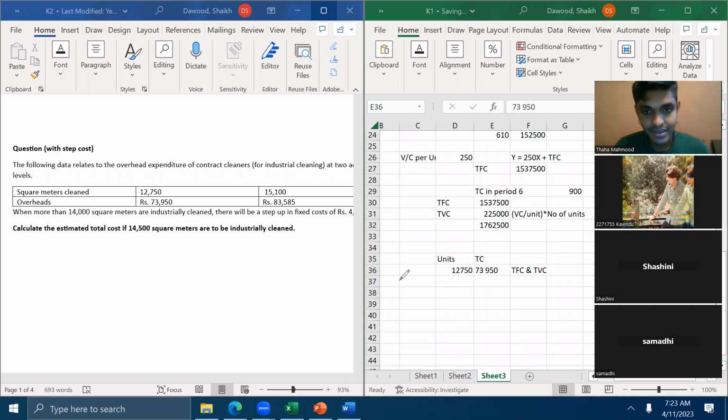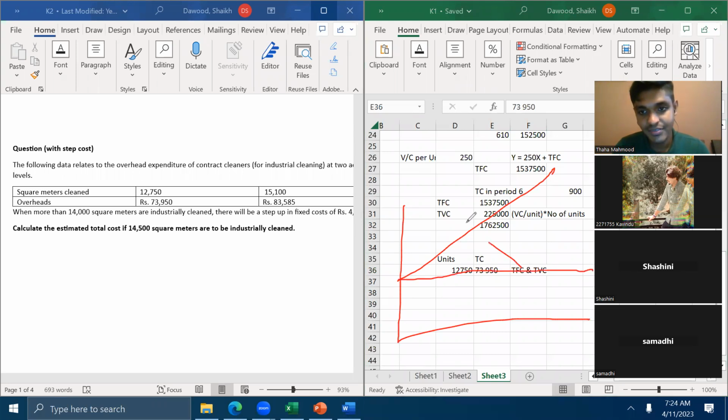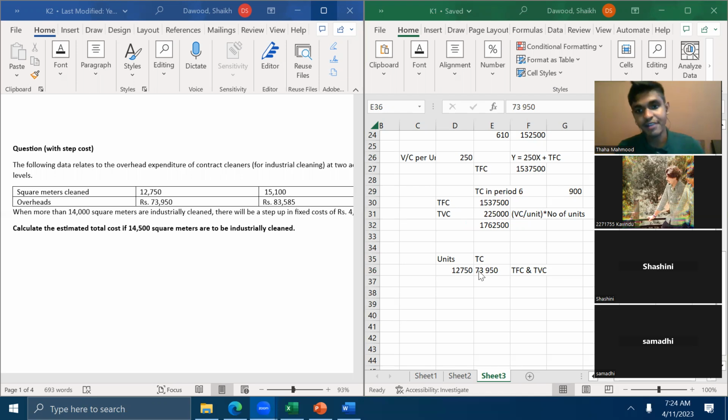Let me draw that curve again. Something like this we drew. There is this fixed portion as well as this variable portion inside this 73,950. What happens when the number of units increases to 15,100? The cost increases to 83,585. This is the way we solve this.